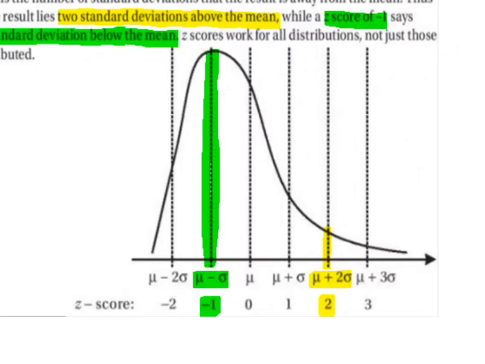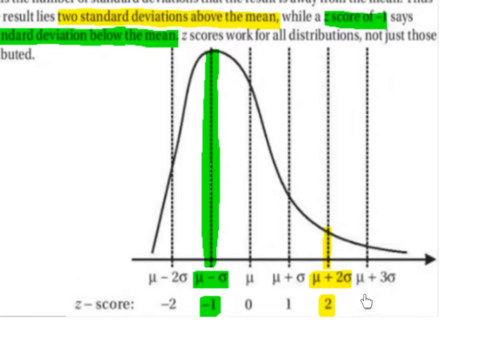So for example, if we have a Z-score of -2, that means the result lies 2 standard deviations below the mean. If we have a Z-score of -1, it means the result lies 1 standard deviation below the mean. If we have a Z-score of 0, then it is the mean. The result is the mean. If we have a Z-score of 1, it lies 1 standard deviation above the mean. If we have a Z-score of 2, it lies 2 standard deviations above the mean.